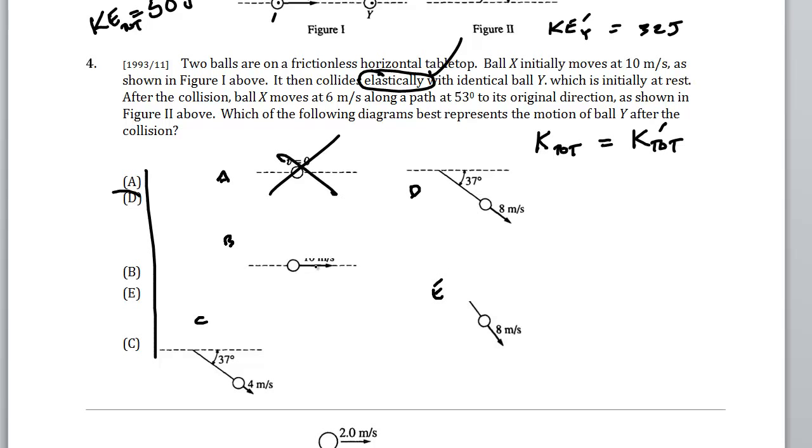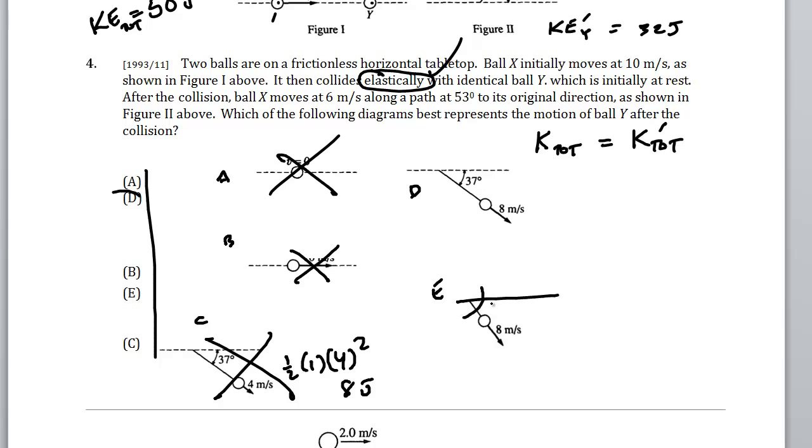So this one's out. Choice B had the ball going at 10 meters per second, which is not possible because we would have too much kinetic energy. At 4 meters per second, we'd have 1/2 times 1 times 4 squared. 16 times 1/2 is 8. That's 8 joules. With the 18 joules, that means our total energy would not add up to 50 joules. And so we know the ball has got to be going either 8 meters per second at 37 degrees or 8 meters per second at 53 degrees.